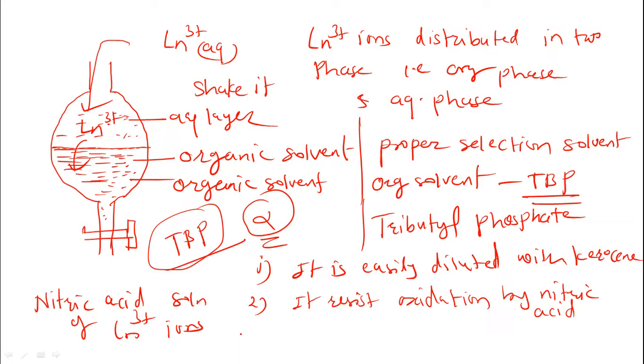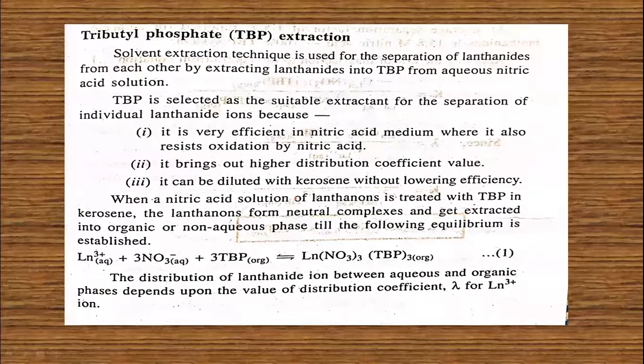And third thing, it gives proper separation factor. So these are the 3 points why the TBP can be used as a solvent for the lanthanone. You can see here, why TBP? Tributyl phosphate extraction, TBP. Why TBP is used as a solvent here?